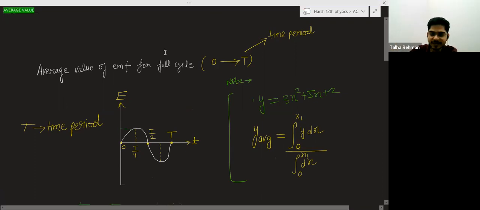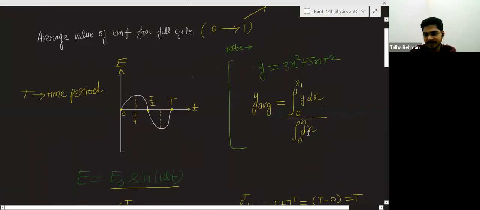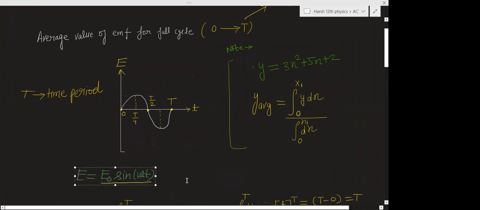So basically for that type of function that is changing with time, we will use the integration approach. We will use this function y into dx, 0 to x. Suppose I want to find the average value of this y for 0 to x1, then I will apply the limit 0 to x1 and integrate this y with x, and here also I will write dx, 0 to x1. So basically what is the equation of the EMF we have? E is equal to E naught sin omega t.